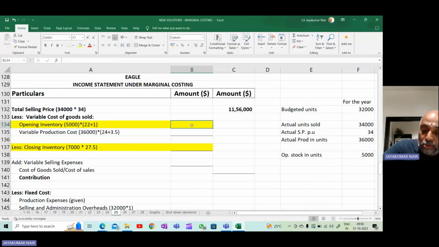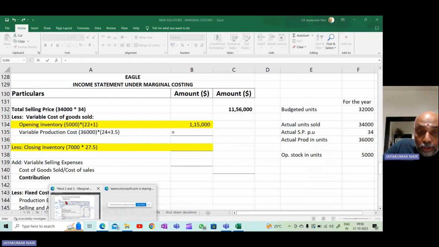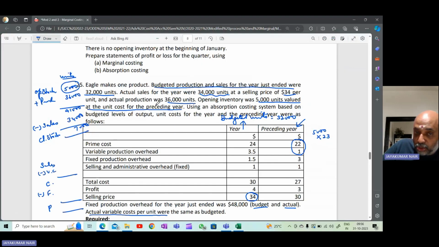So this is the value of goods that you had at the beginning, 5,000 into 23. So this is the value of opening stock. Now in the current year, how many units did you produce? You produced 36,000 units. And to produce 36,000 units in the current year, what is the total variable cost?